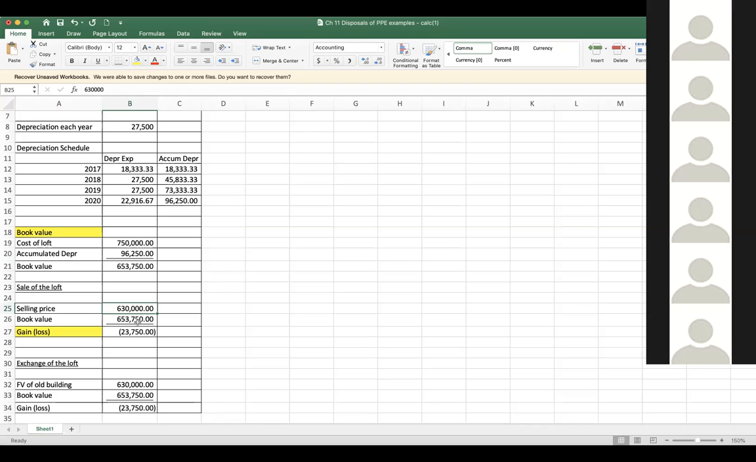So selling price minus the book value. What was my selling price? What did Bostic sell her sale loft for? 630,000. What was the book value? 653,750, that we had just calculated. So is there a gain or a loss on the sale of this asset? There's a loss. There's a loss of 23,250.